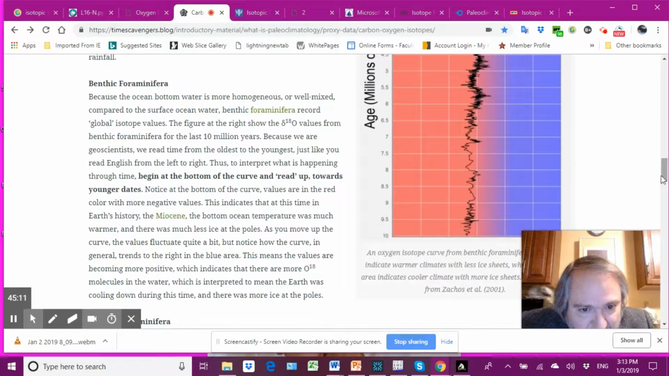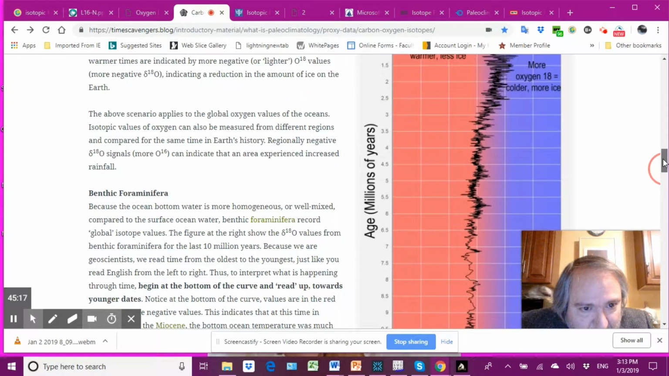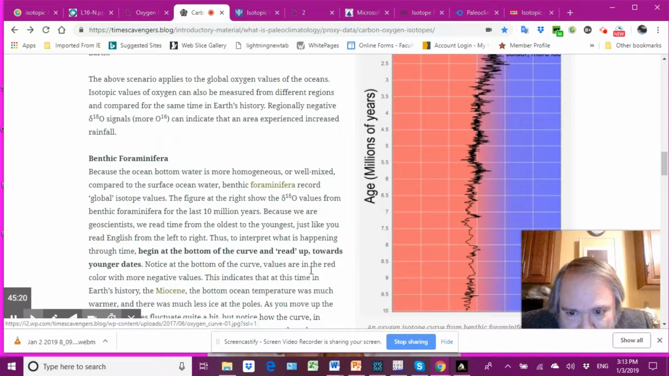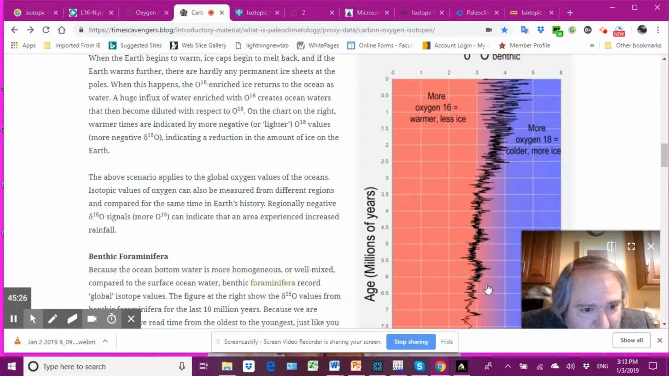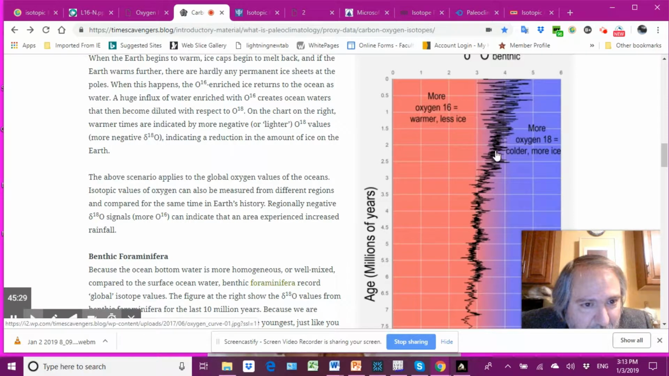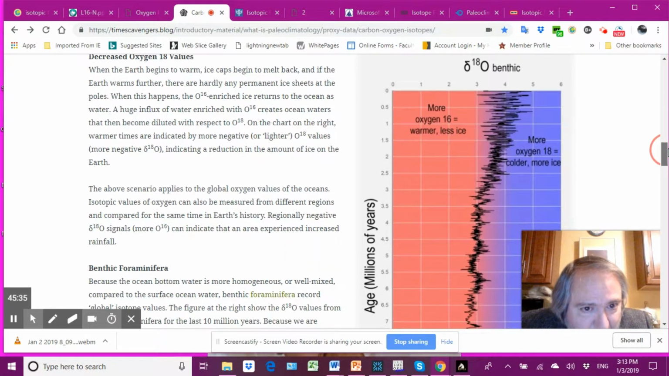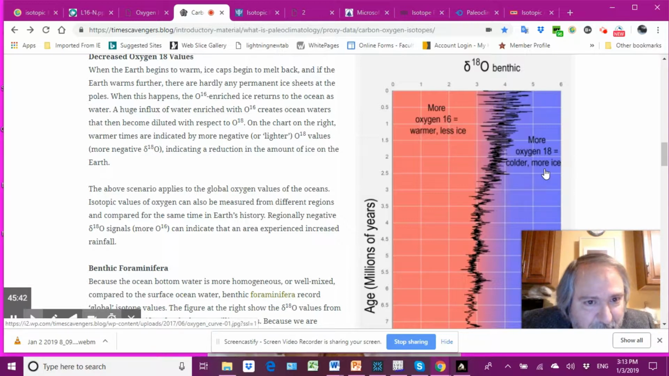So we start from here. This is telling us that it was considerably warmer, with much less ice at the poles. And as we go this way and this way, it's getting cooler, which means there's probably some more ice growing at the poles. More oxygen 16 equals warmer, less ice. More oxygen 18 equals colder, more ice. I would prefer to have seen less oxygen 18 equals warmer, less ice. This would not be as confusing. But that's what's going on.